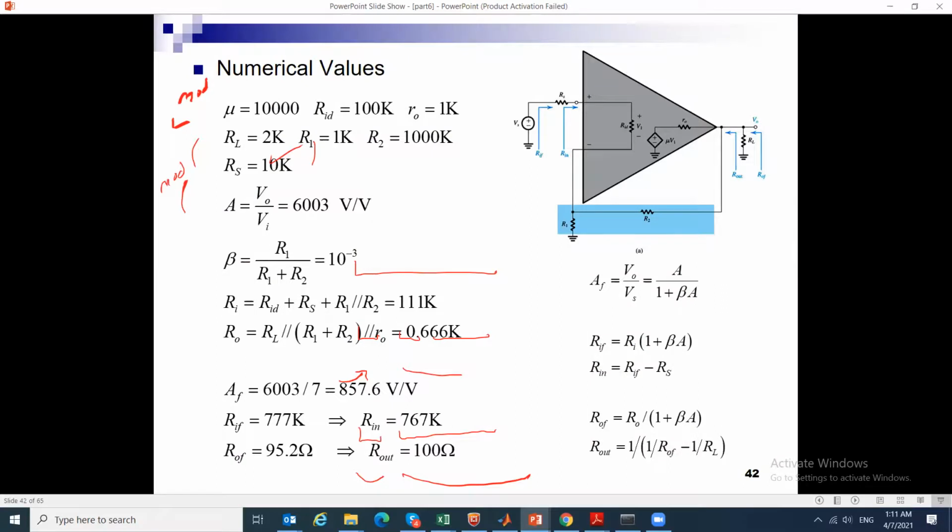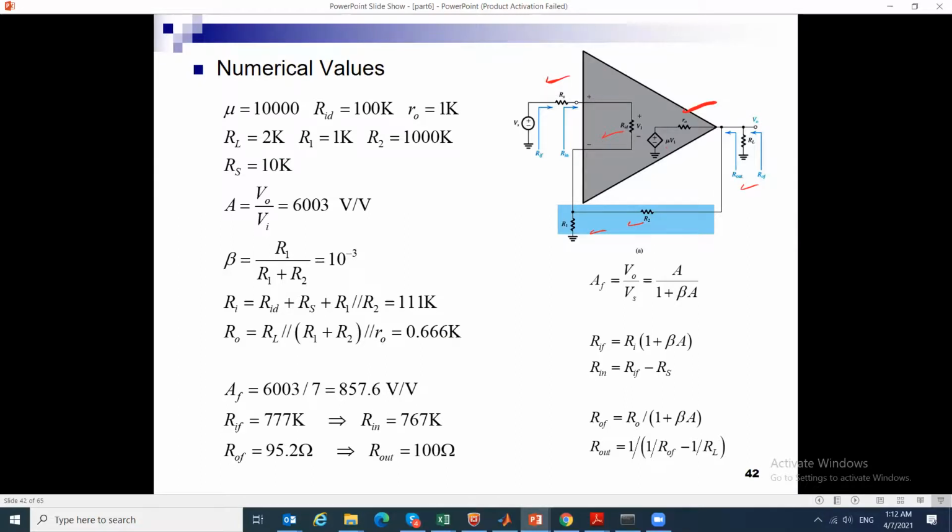Now we have here a numerical example where we are given what the gain of the op-amp is here. We are given the RID, and we are given RO and RL, R1 and R2 are also known for us, and RS.